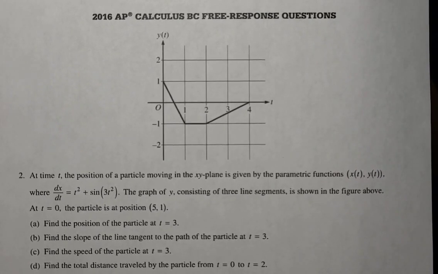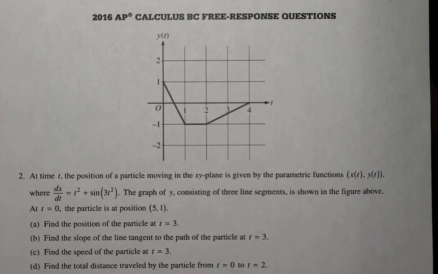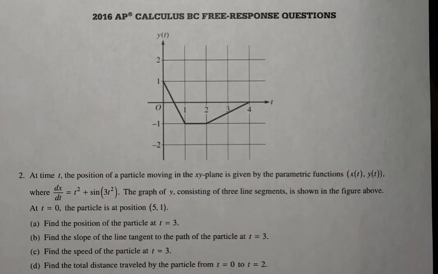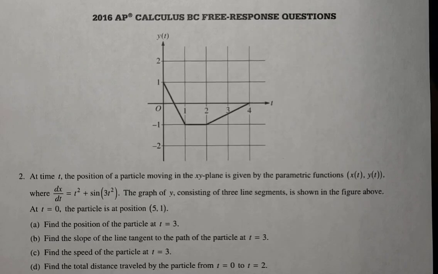So this one says at time t, the position of a particle moving in the xy plane is given by parametric functions x of t, y of t. They give you dx/dt as that guy. The graph of y consisting of 3 line segments is shown in the figure above. At t equals 0, the particle's position is at (5, 1). Part A, find the position of the particle at t equals 3.